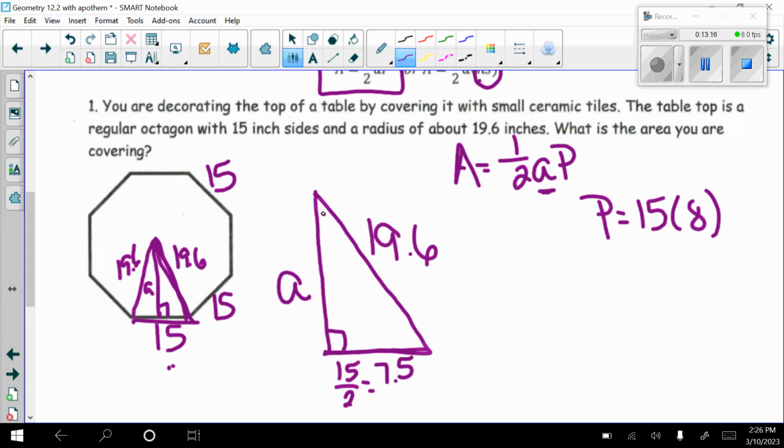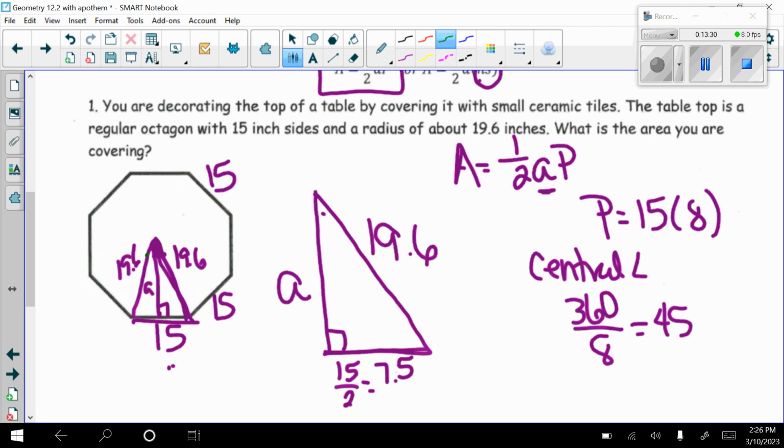This angle up here, I could find that central angle. So remember that our central angle is going to be 360 divided by 8, because this was an octagon, which is 45 degrees. So this entire angle here was 45. But again, when I dropped my apothem, I cut that in half. So this angle is 45 cut in half, which is 22.5 degrees.